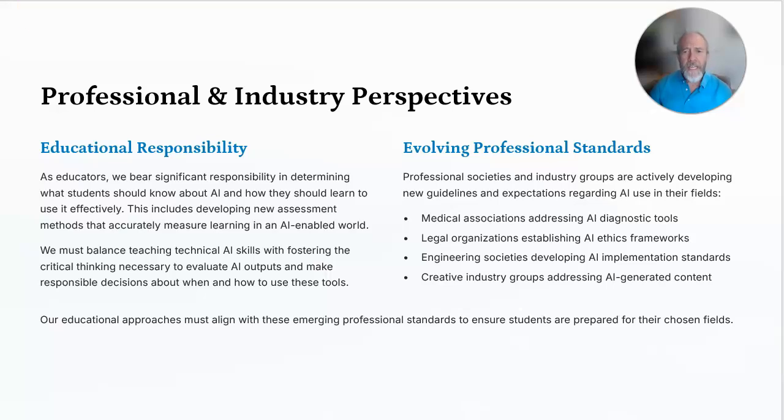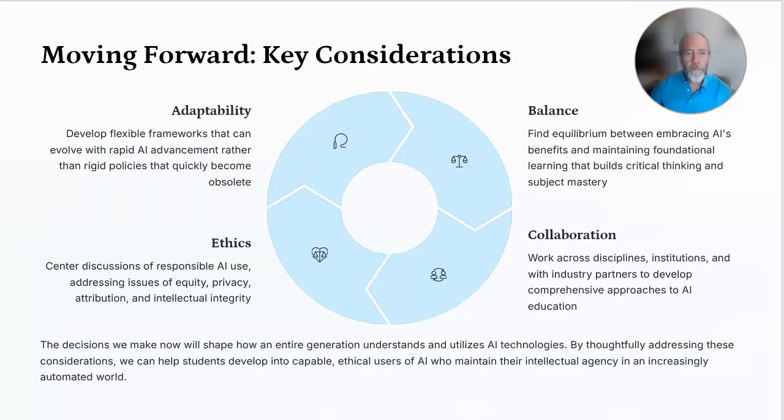So let's look at the key considerations that you have to deal with here. One is, anything that we decide, anything that we put together has to be adaptable, because guess what? The technology is going to evolve, and you'd rather have a framework that can adapt to that rather than become obsolete and have to be replaced. Now, balance. AI has tremendous benefits, but the foundational learning, the critical thinking skills, and the mastery of subjects to be able to evaluate what you're asking that servant, which is the AI, to do, is crucial.